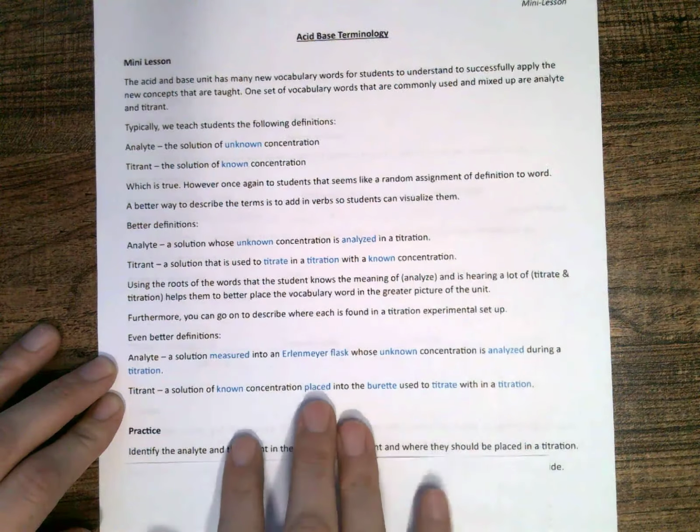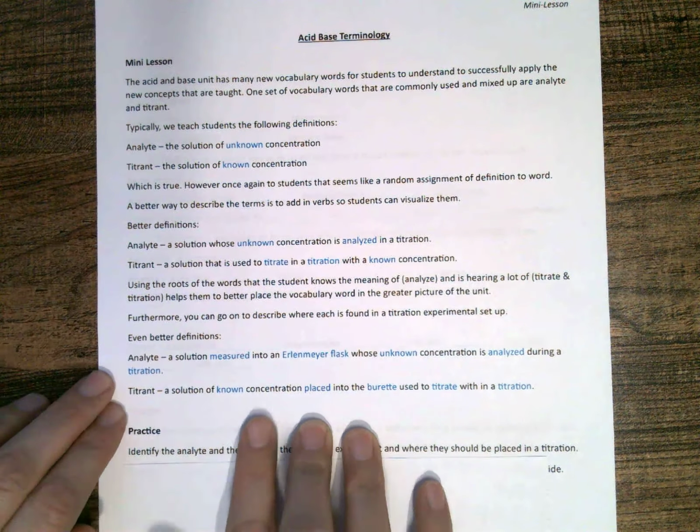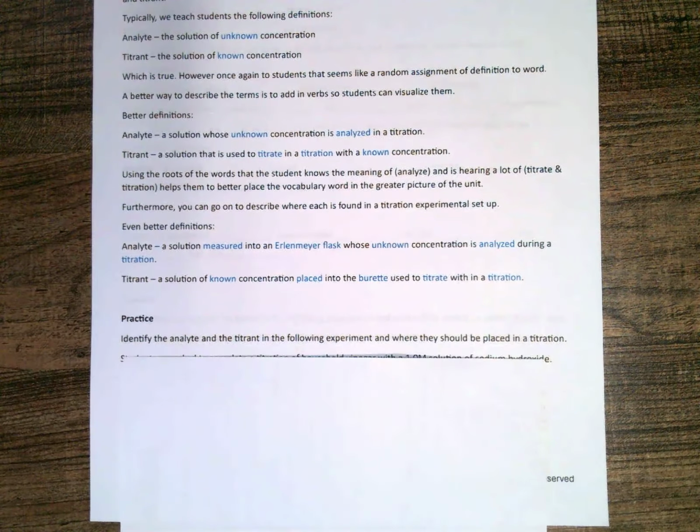And you could even go through this whole progression with your class, so that way they really sink in of which one is which and why. So I would ask my students to identify the analyte and the titrant in the following experiment, and additionally tell me where they should be placed in a titration experimental setup. So it says students are asked to complete a titration of household vinegar with 1 molar solution of sodium hydroxide. So I would want to know that my students can identify that the analyte is vinegar and that it goes into the Erlenmeyer flask, and that my titrant is 1 molar sodium hydroxide, and that would go into my burette.